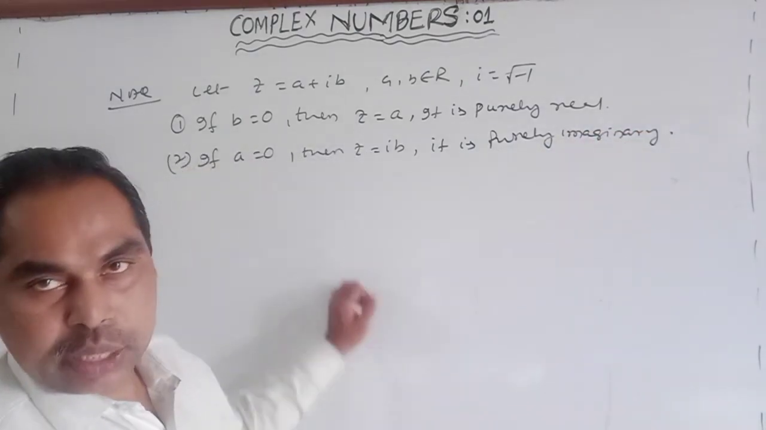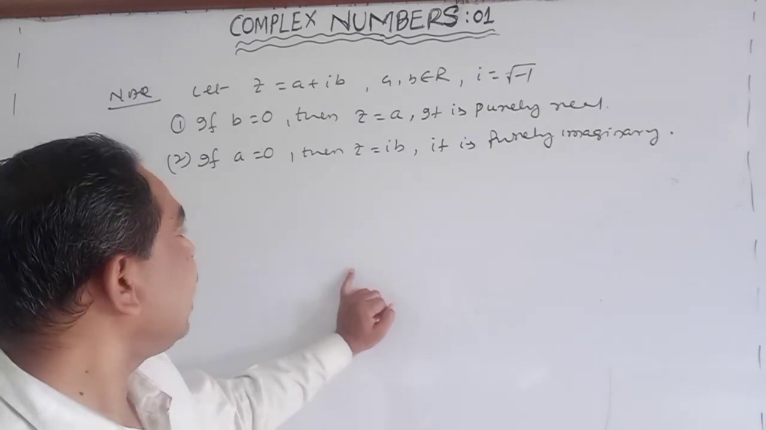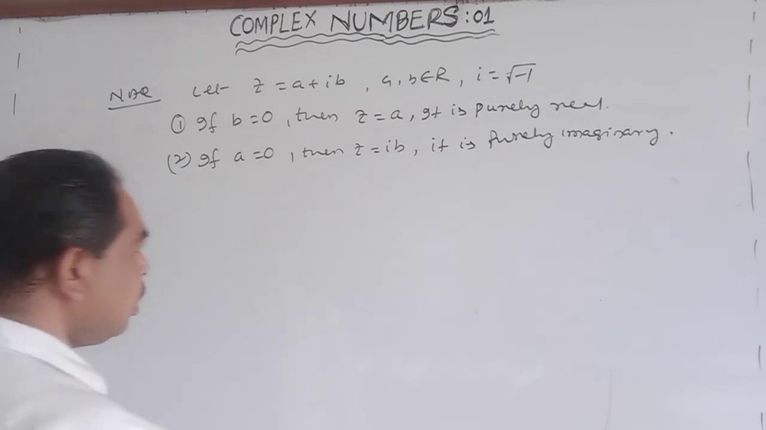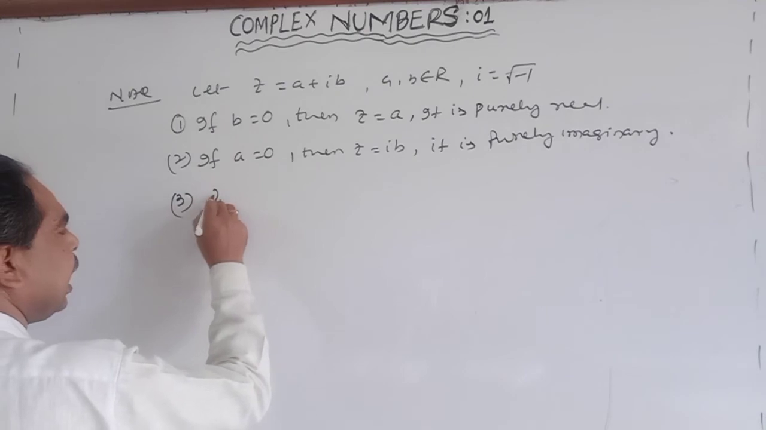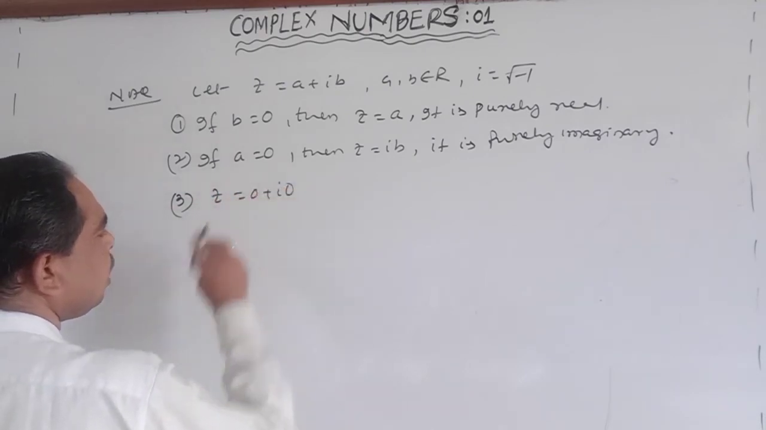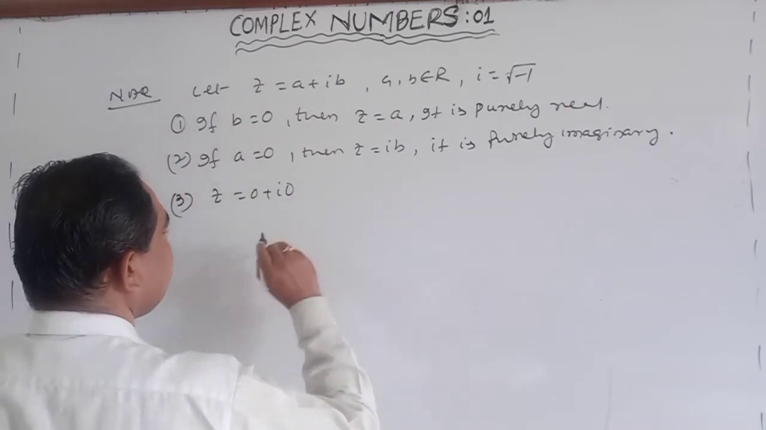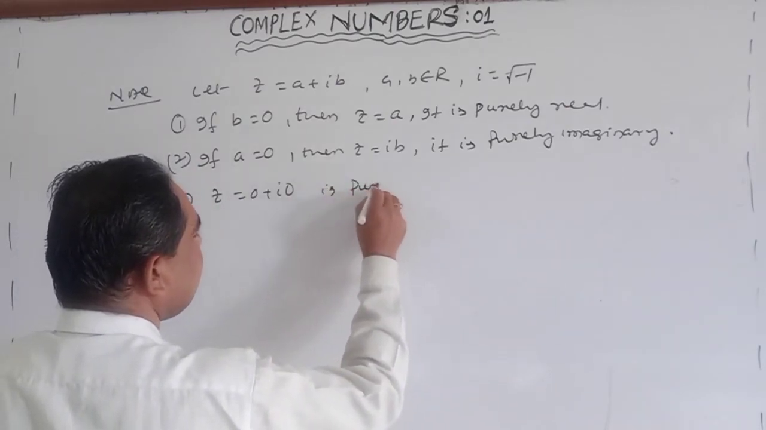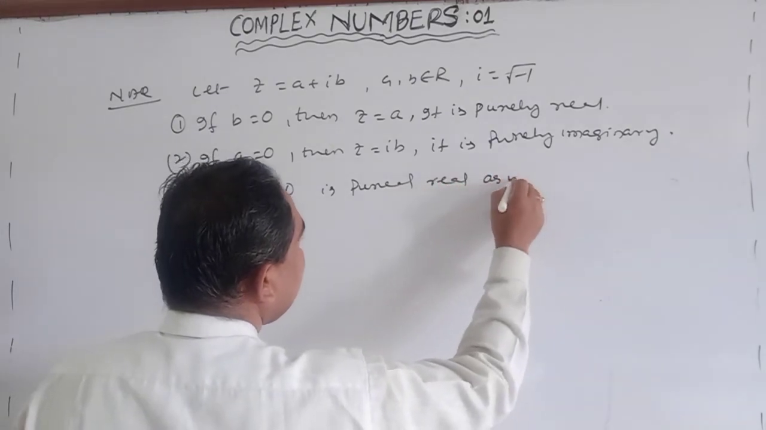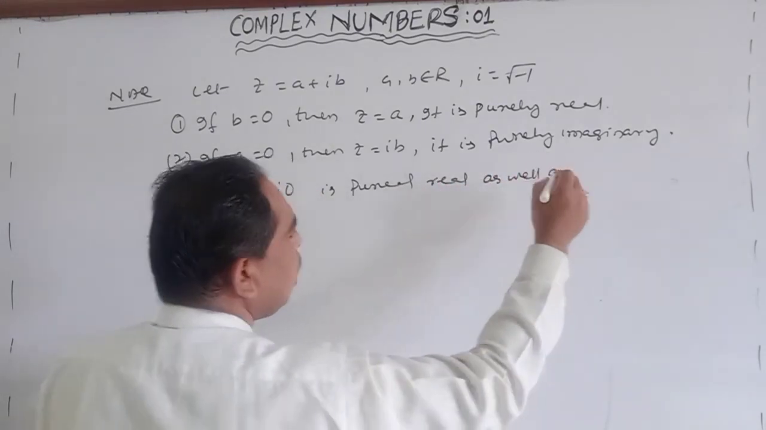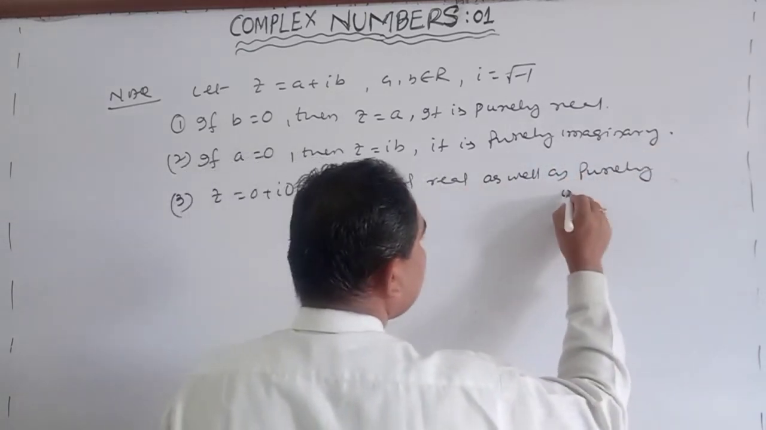If the real part is 0, then it is purely imaginary. If the imaginary part is 0, it is purely real. Okay, purely real. 3. Z is equal to 0 plus i into 0 is purely real as well as purely imaginary.